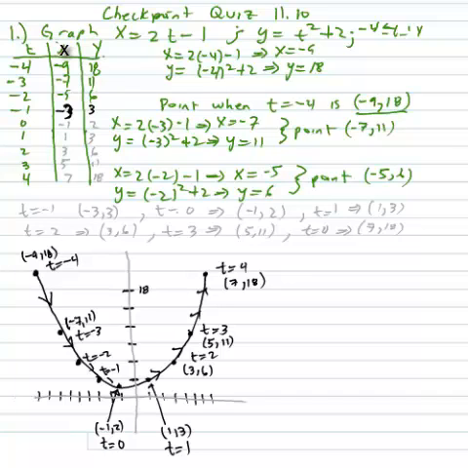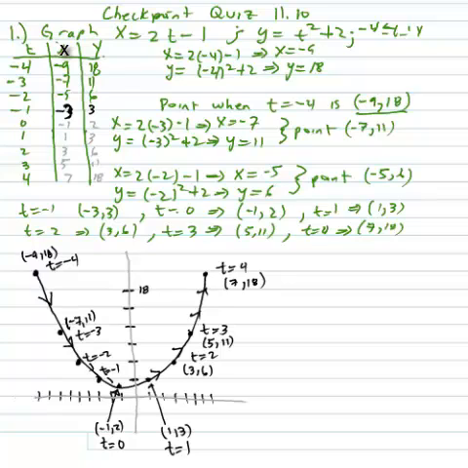At t equals negative 1, you'll find the corresponding point would be (negative 3, 3). At t equals 0, the corresponding point would be (negative 1, 2). At t equals 1, the corresponding point is (1, 3). At t equals 2, the corresponding point is (3, 6). At t equals 3, the corresponding point will be (5, 11). And finally, at t equals 4, you'll see the corresponding point at (7, 18).